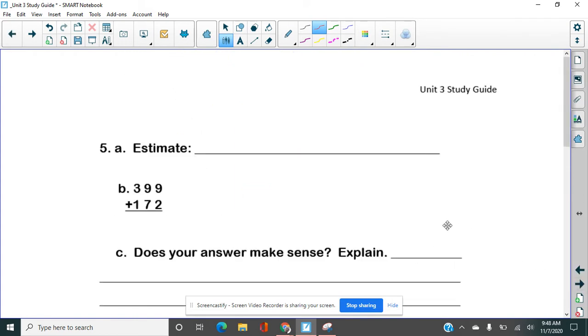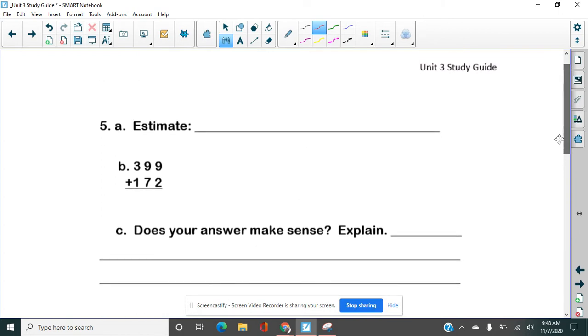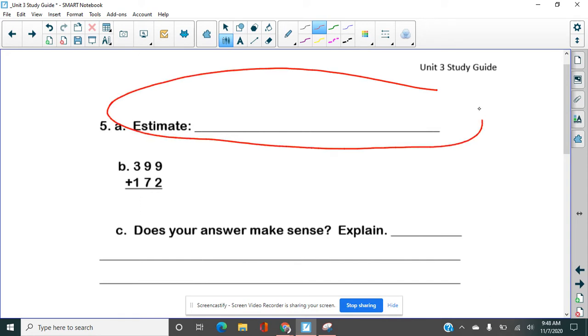Let's see what our next skill is. Okay, more estimating here with adding. Let's first estimate. I want you to do the estimate first. What would you estimate for this problem here? What would your number sentence be? Okay, hopefully you have 400, and this is close to 200. 400 plus 200 is 600.